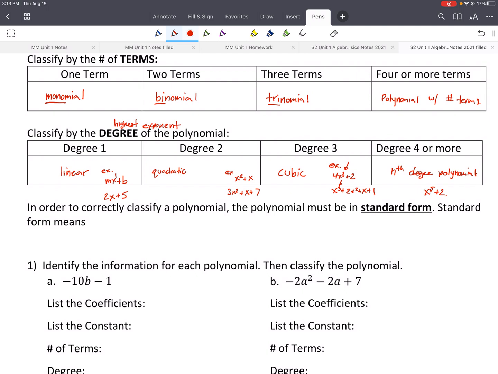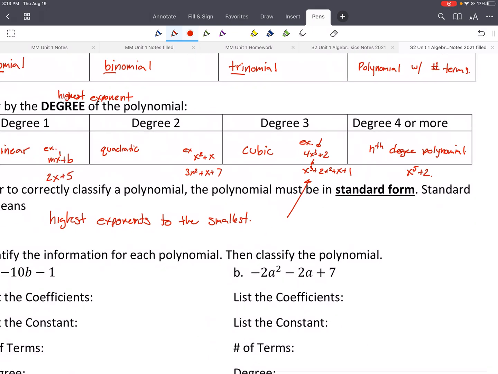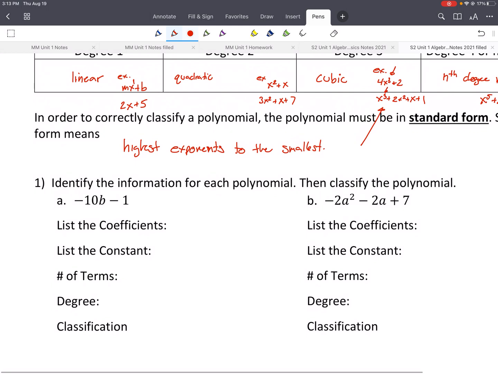All right, in order to classify a polynomial, the polynomial must be in standard form. So standard form means highest exponents to the smallest. So all of these examples that I've given you, those are all in standard form. The highest exponent first, like here we have a 3, and then the next exponent's a 2, and then an exponent of 1, and then here we have our constant. All right, so whenever you do a problem, it should always be in standard form. And we won't be doing that right now, but in the future you will.